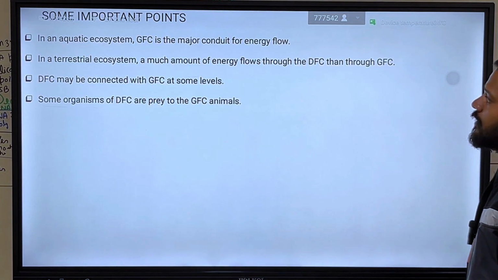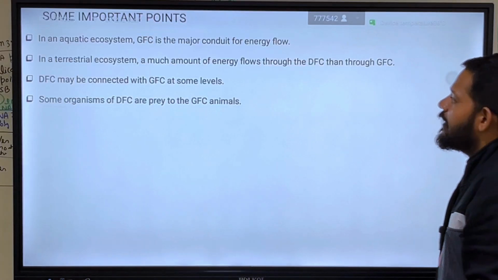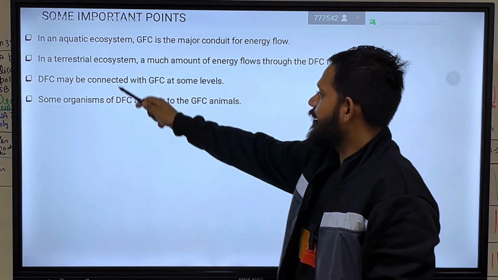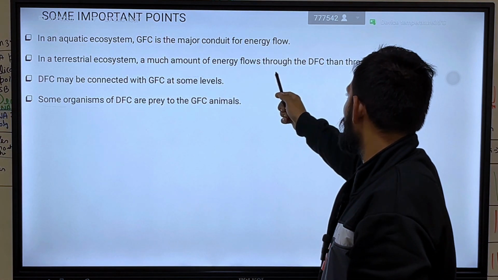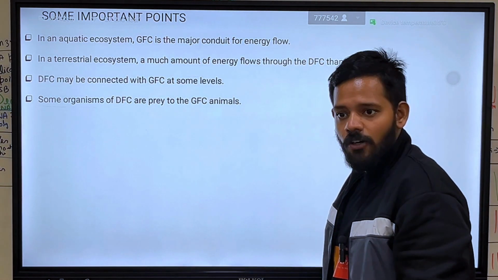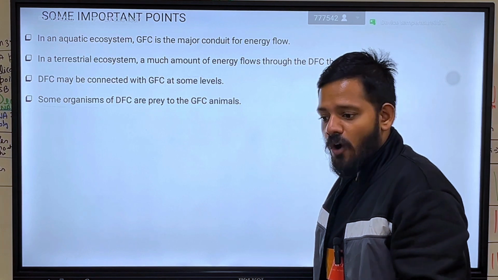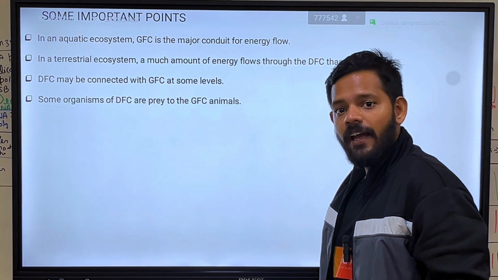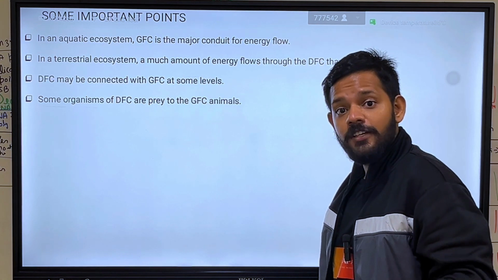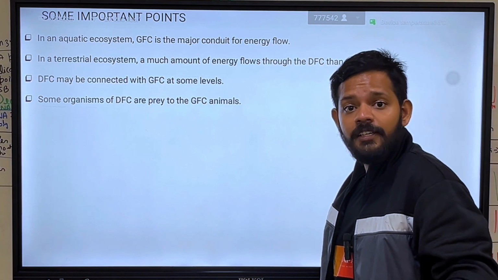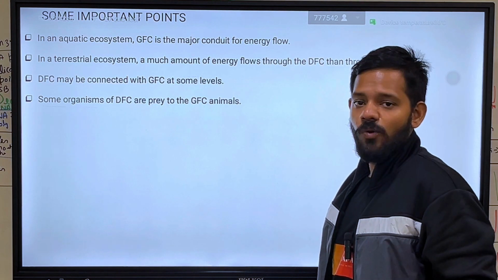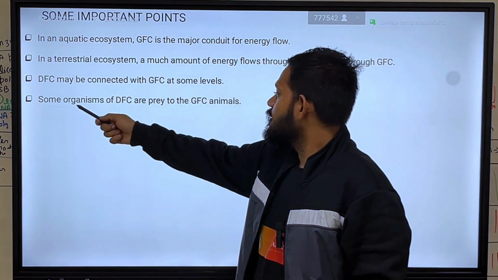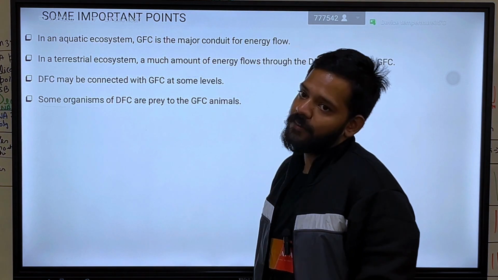Some important points: in the aquatic ecosystem, the GFC is the major conductor of energy flow. In the terrestrial ecosystem, a larger amount of energy flows through the DFC than the GFC, because in the DFC the flow of energy is slow, but the magnitude of energy is very high. While in the GFC, the flow of energy is very fast, but the magnitude of that energy is very low. The DFC may be connected with the GFC at some levels, as some organisms of the DFC are prey to GFC animals.